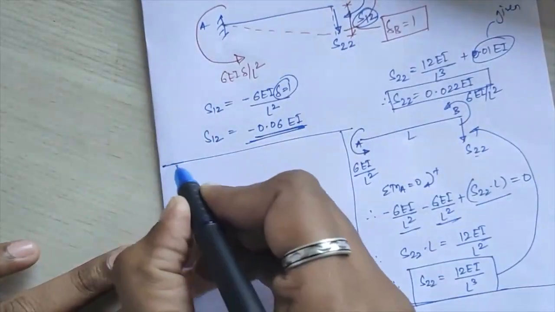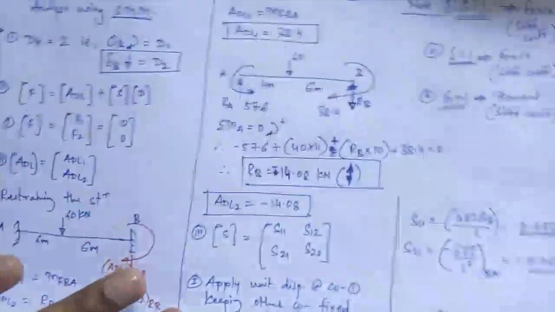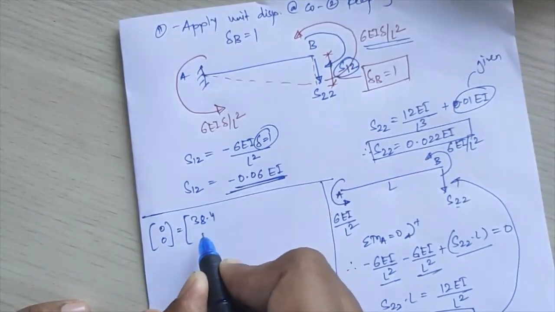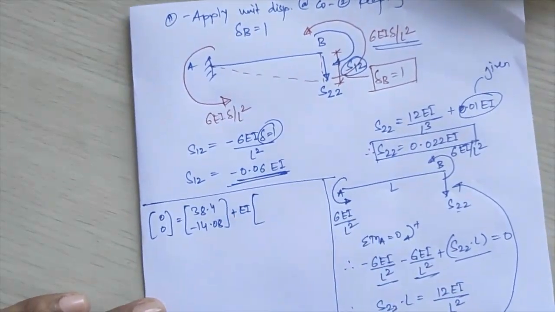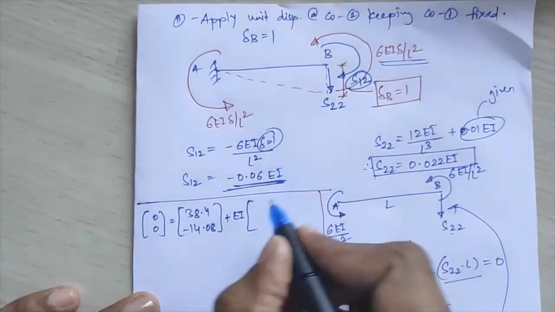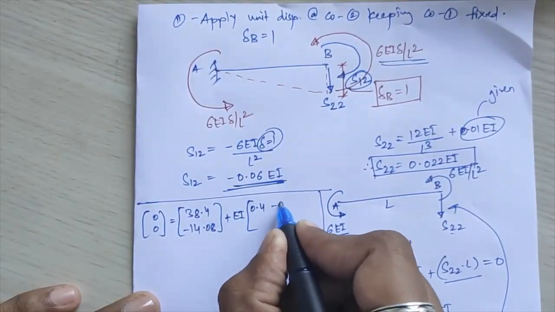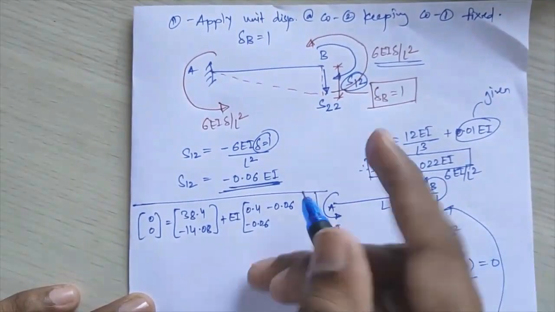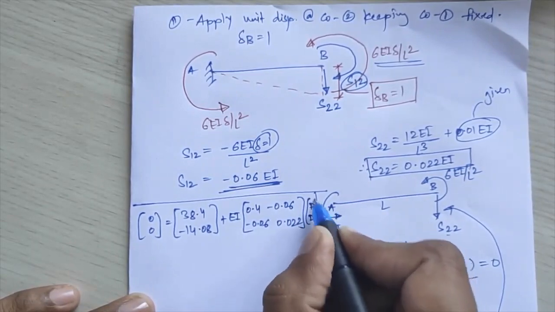That is, for F12 values I have got 0, and ADL1 and ADL2 values I am getting 38.4 and minus 14.08, plus from the S matrix I'll take EI common. S11 I am getting equal to 0.4, S12 I am getting equal to minus 0.06, here again minus 0.06, and S22 I have got as 0.022, into D1 and D2.